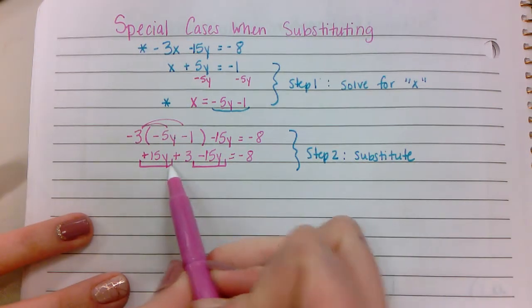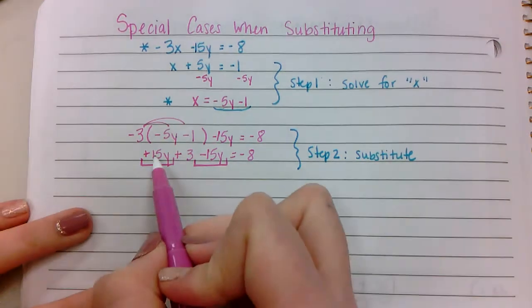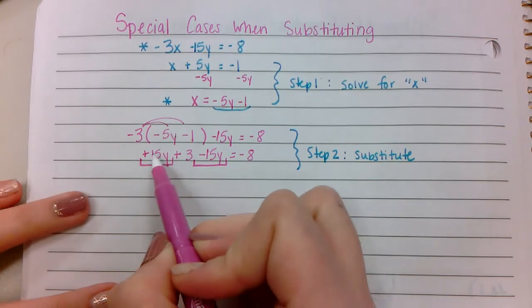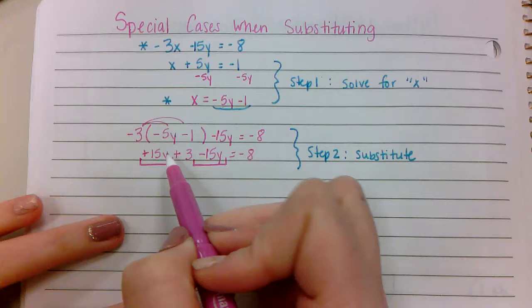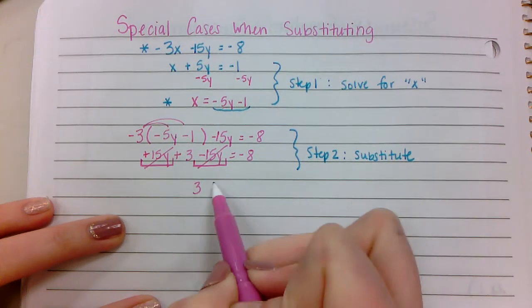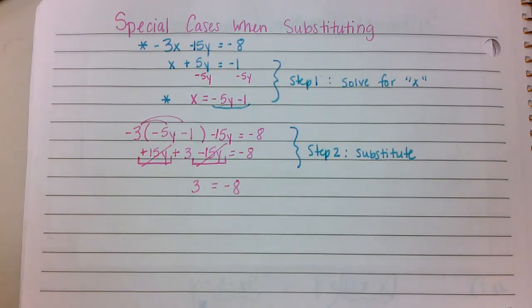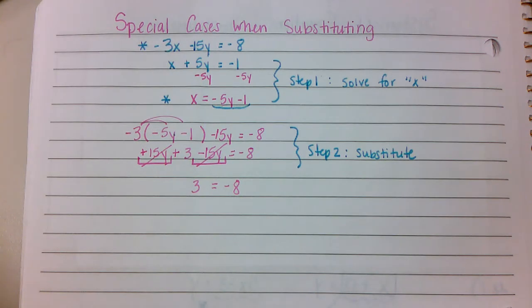So if this positive 15y and this negative 15y are like terms and we combine them, what happens when you get positive 15 and negative 15? They cancel out, right? Positive 15y minus 15y is 0. Those completely go away, leaving us with just a 3, just an equal sign, and just a negative 8. So the question now would be, is this true? In math, is it true? Does 3 equal negative 8?